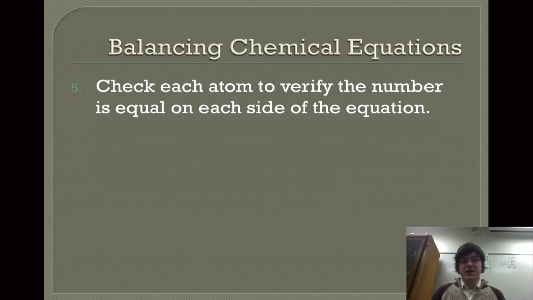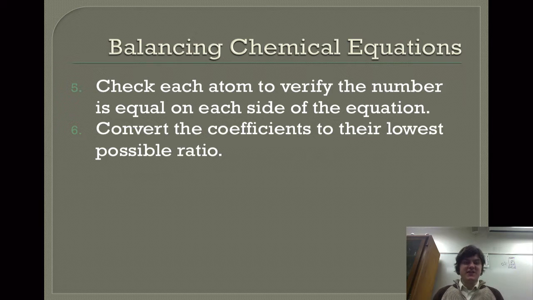If there is no coefficient by a species in the reaction, it is assumed to have a coefficient of 1. Number 5, once you've balanced all of them, you need to check each atom. Count them again at the end to verify that the numbers are equal on each side. And finally, number 6, if all of the coefficients are a multiple of 2, then you can divide by 2 to get the lowest possible ratio. You want to make sure that the final balanced chemical equation is in the lowest possible ratio.